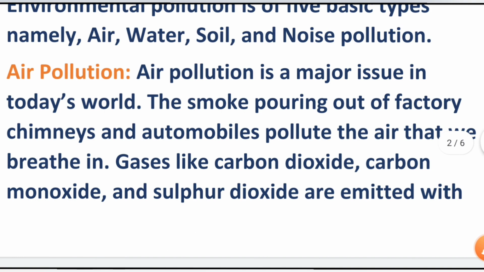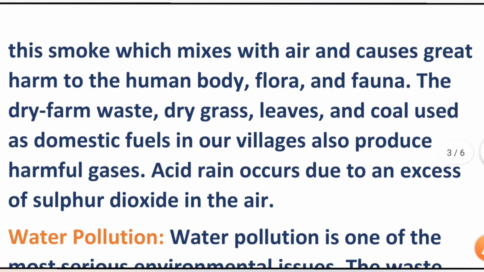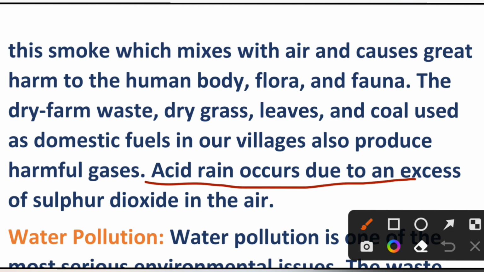Air pollution is a major issue in today's world. The smoke pouring out of factory chimneys and automobiles pollutes the air that we breathe in. Gases like carbon dioxide, carbon monoxide and sulfur dioxide are emitted with this smoke, which mixes with air and causes great harm to the human body, flora and also fauna. The dry farm waste, dry grass, leaves and coal used as domestic fuels in our villages also produce harmful gases. Acid rain occurs mainly due to an excess of sulfur dioxide in the air.